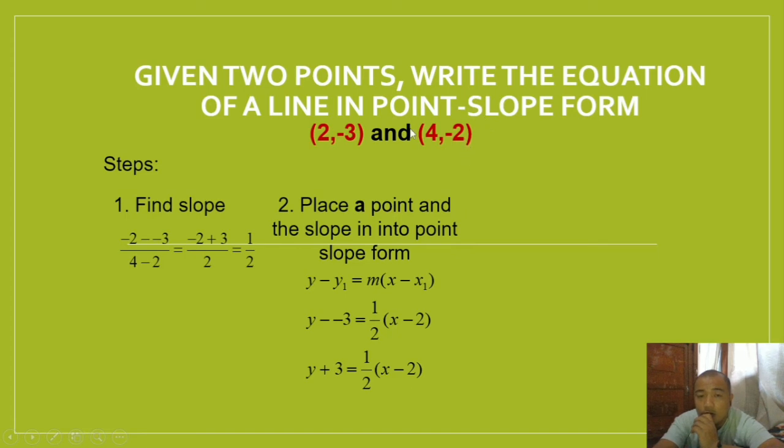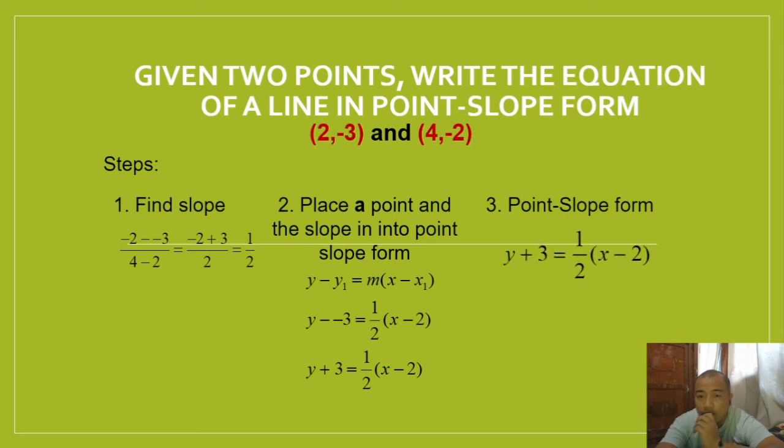We can also choose 4, negative 2. Same answer will be obtained also. So pwede rin yan. Basta, when we're given 2 points, first we need to find the slope of the line. And then you can plug it in now in the point slope form. We're given the slope, and since there are 2 points given, you choose one of the points to plug in the point slope form of the equation of a line.